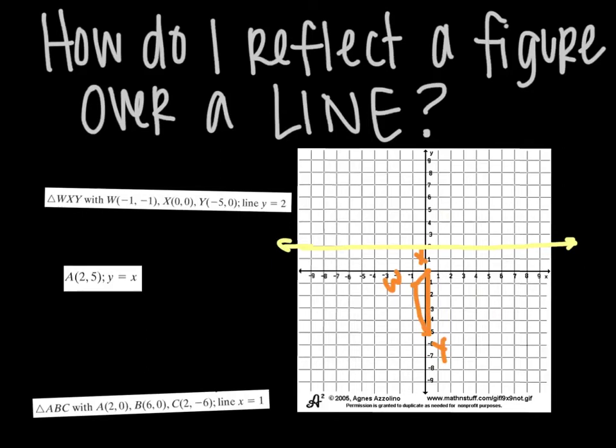And then I'm going to reflect everything. So X is 2 away from that reflection line. So my X prime is going to be 2 away. W is 1, 2, 3 away. So my new one's going to be here. And Y is 7 away. So it's going to end up right here. And here is my new triangle reflection.